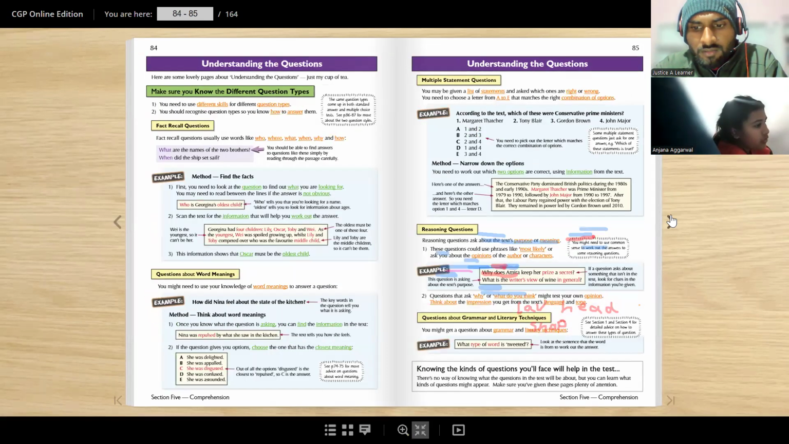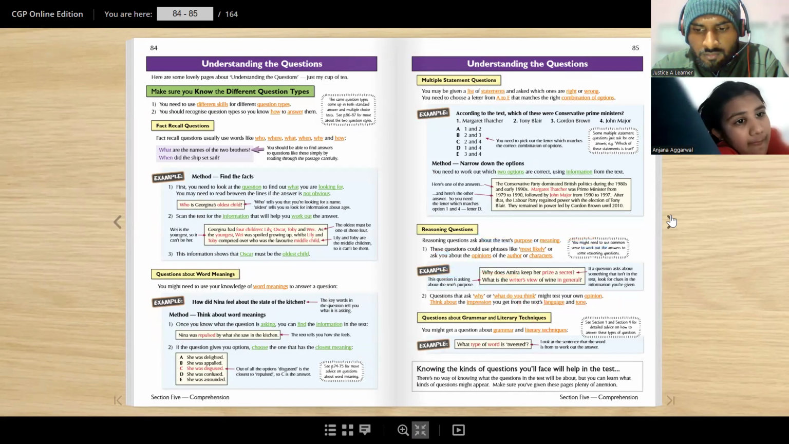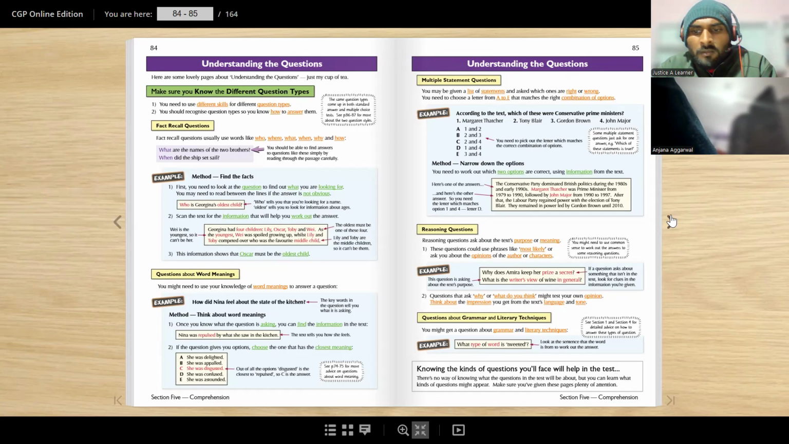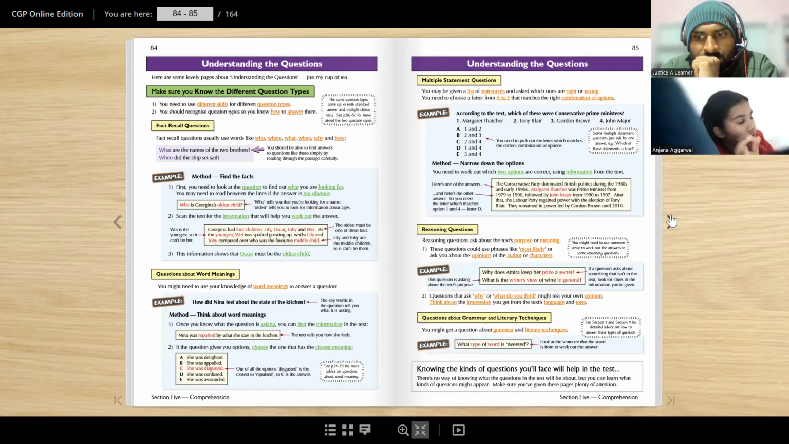Read this. So, understanding the questions. Here are some lovely pages about understanding the questions. Just my cup of tea.